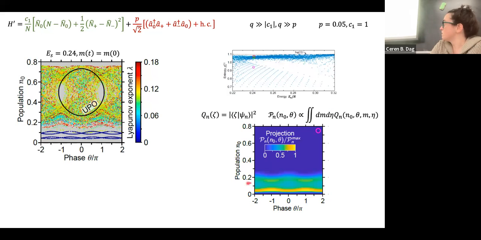And you can already see the signature of the stable periodic orbits here. So from here, we're able to actually associate the regular states to stable periodic orbits.